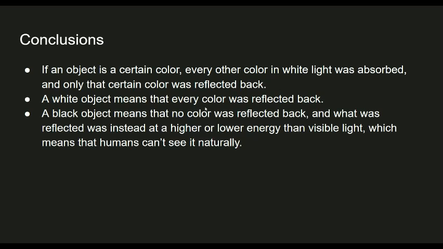If an object is white, that means that every single color was reflected back. So when white light hits an object, every single possible color is reflected back to us, and that mixture results in white light. And if an object is black, that means that white light hits this object and no color is reflected back. What that means is that something was in fact reflected back, but it's instead at a lower or higher energy than visible light, which means that humans can't see it naturally.